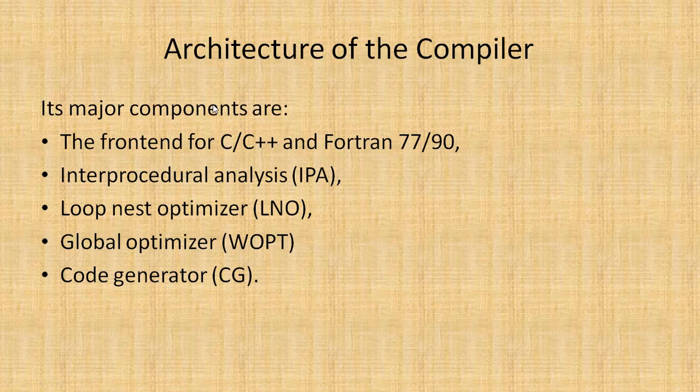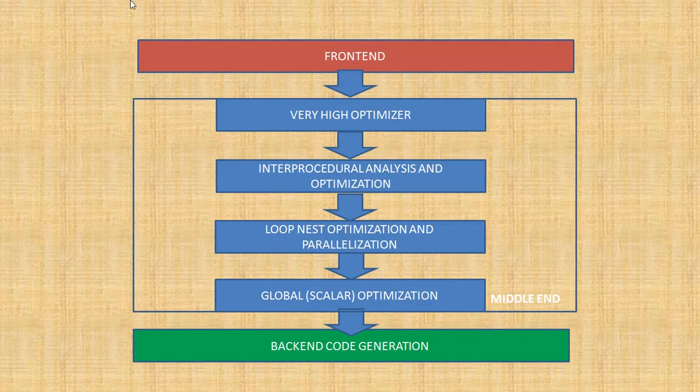And the architecture for the compiler is, as you can see, the first comes the front end part, and front end for C, C++ and Fortran are based on different technologies. I'll explain that in further slides. Then comes the interprocedural analysis, IPA, loop nest optimizer, then global optimizer, and code generator. We'll come to the diagram.